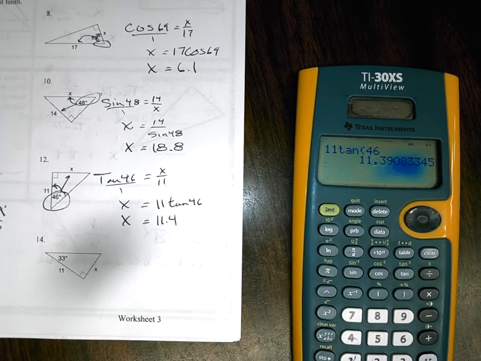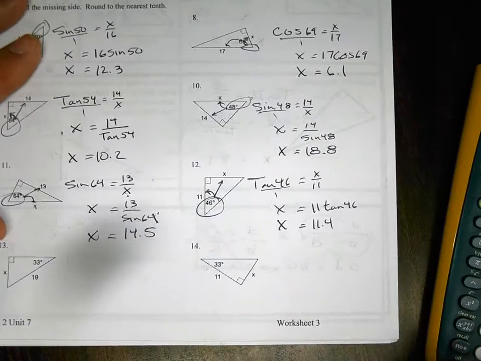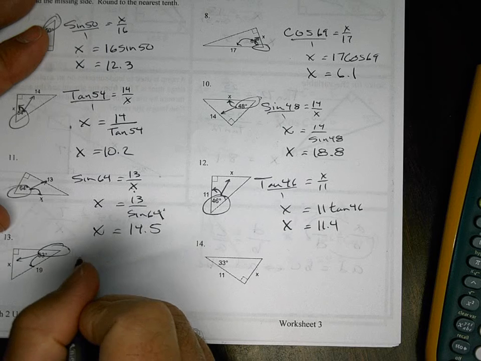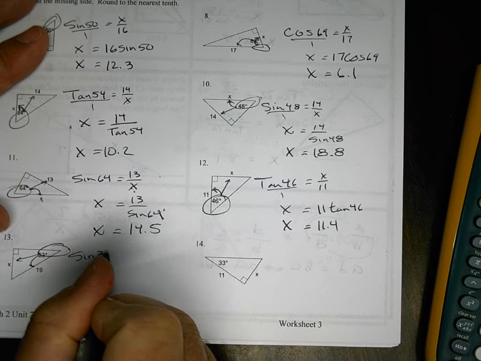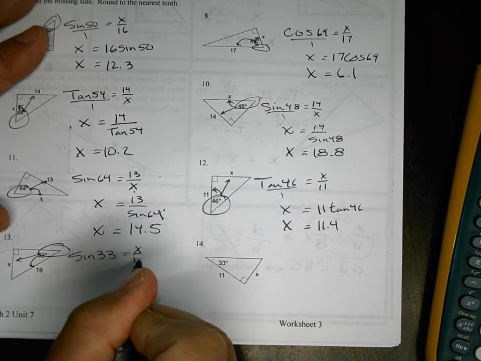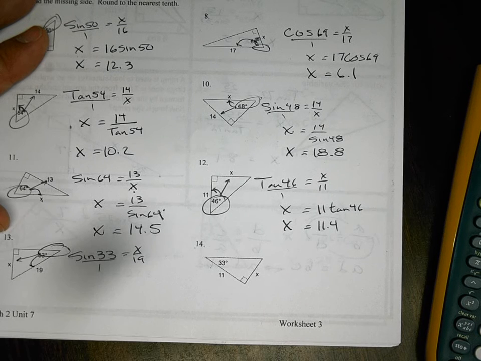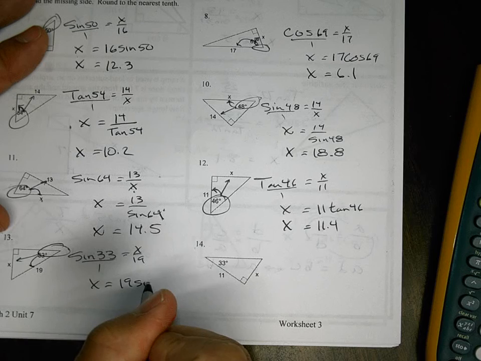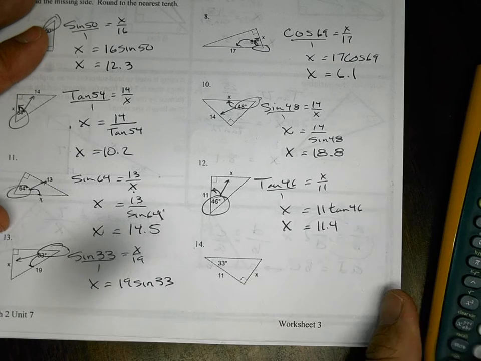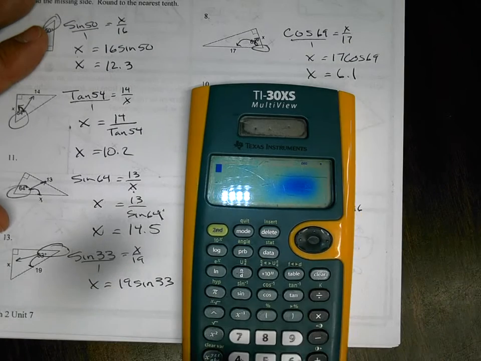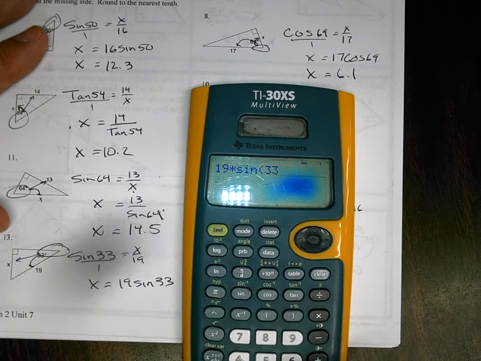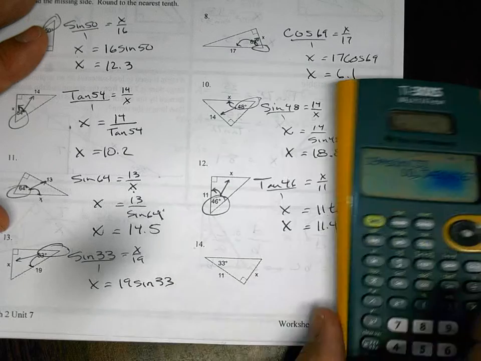Questions on that? Okay, moving on. Reference angle, opposite hypotenuse. So the sine of 33 equals x over 19. I will cross multiply to get x equals 19 times the sine of 33. 19 times the sine of 33 equals 10.3.